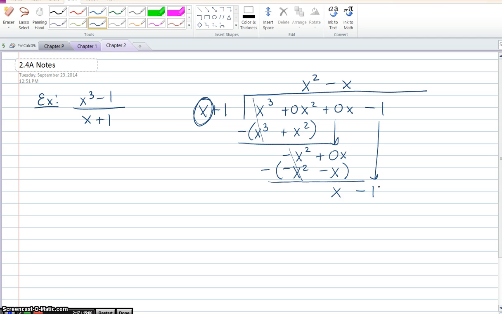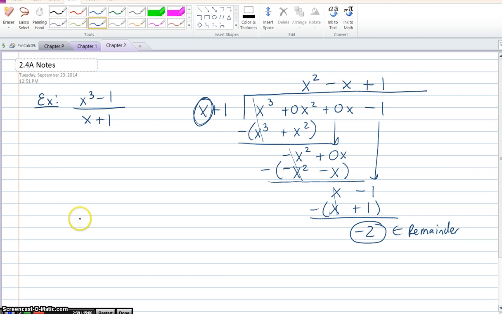And we probably have to do this one more time. So what times x gives me x? That's 1. 1 times x is x. 1 times 1 is 1. Subtract off that entire thing from the previous thing. So x minus x, those cancel. Negative 1 minus 1 is a negative 2. What you have here at the very end is the remainder.